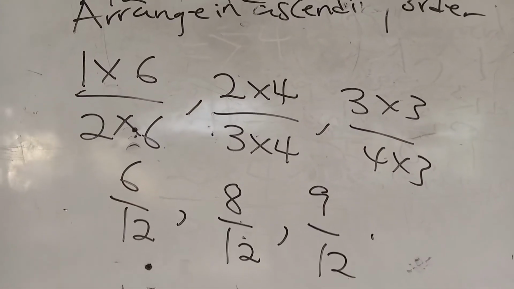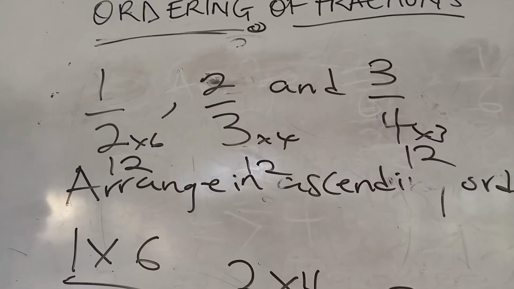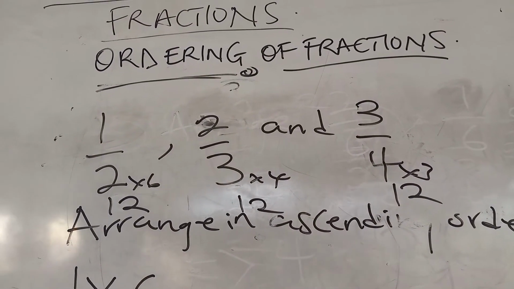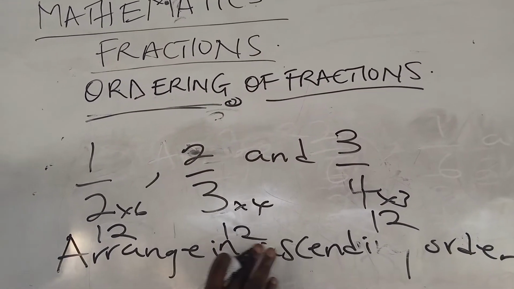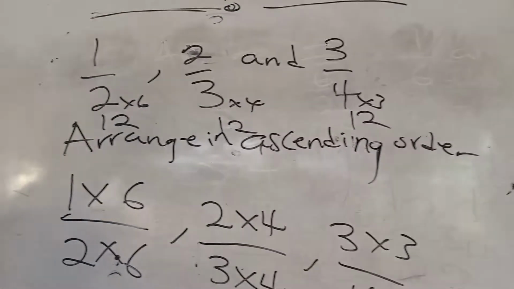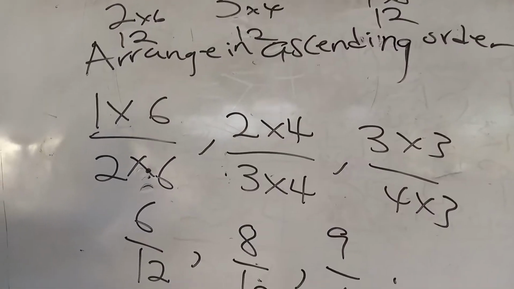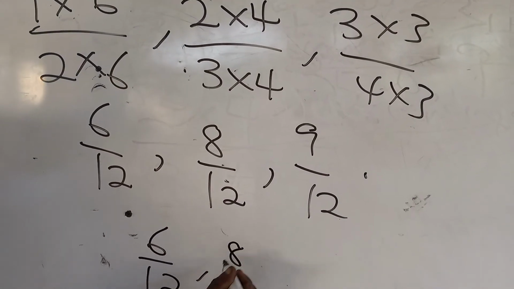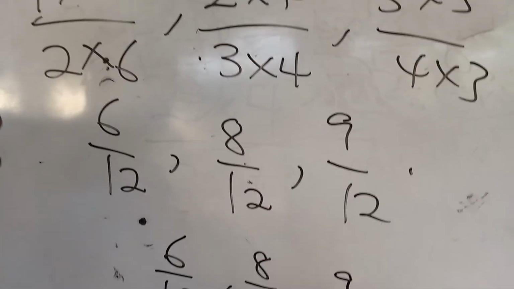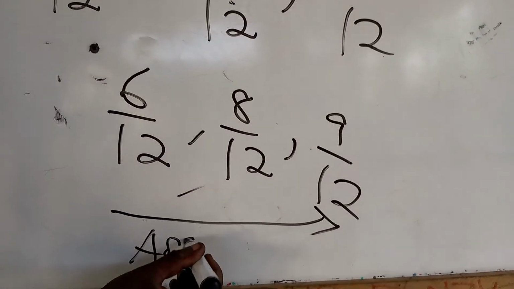And once we have same denominators, the fraction with the greatest numerator is always the greatest fraction. And you are asked to arrange it in ascending order. This means from the smallest to the largest. So it's 6 over 12, 8 over 12, and 9 over 12. This is ascending order.